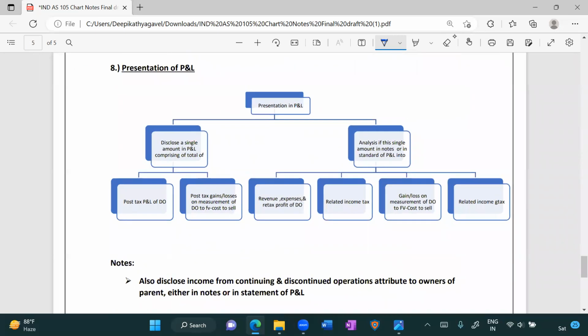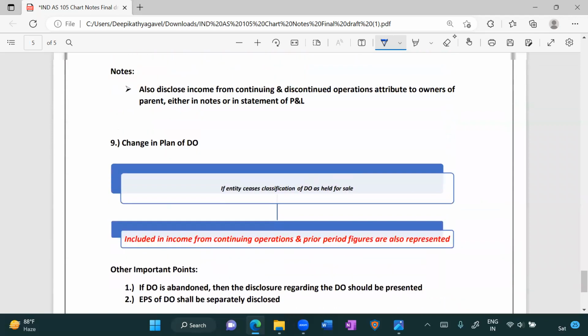For that, the standard says very simple things. Only one principle is there: the presentation in the P&L. In the P&L, the standard says you will present it as a single amount, comprising the total of the post-tax profit or loss of that discontinued operation. So that's what the standard says. The presentation will be as a single amount.